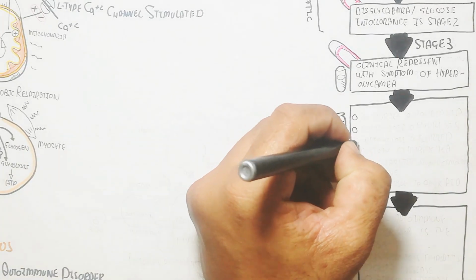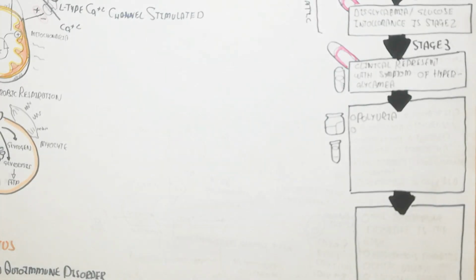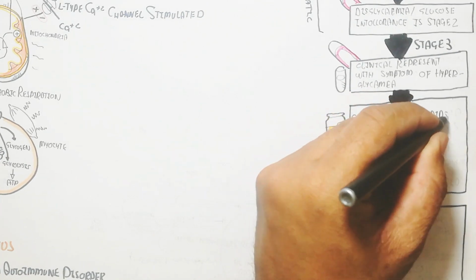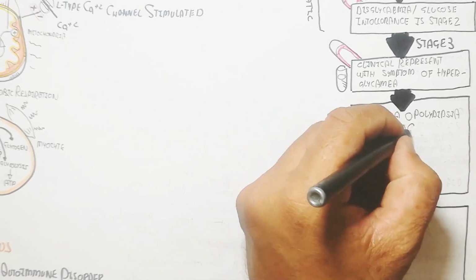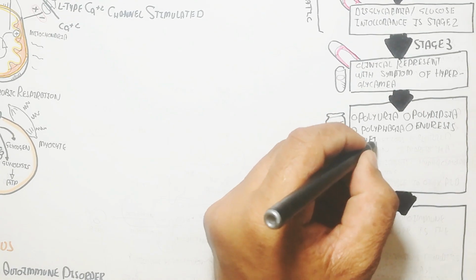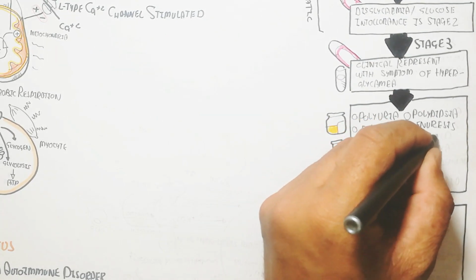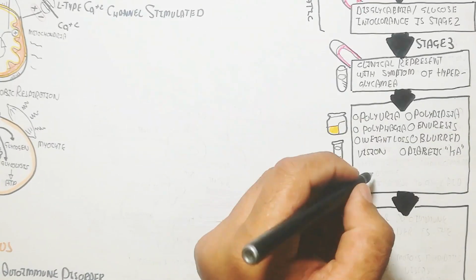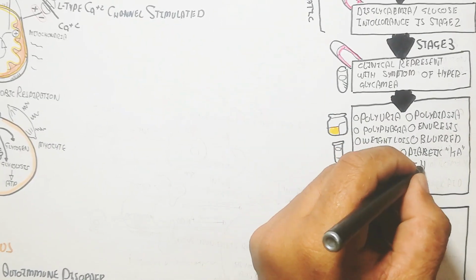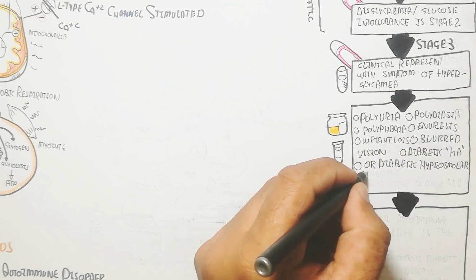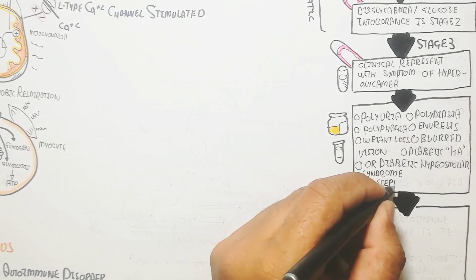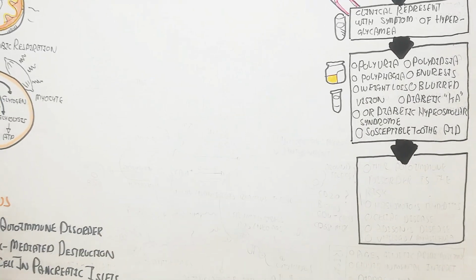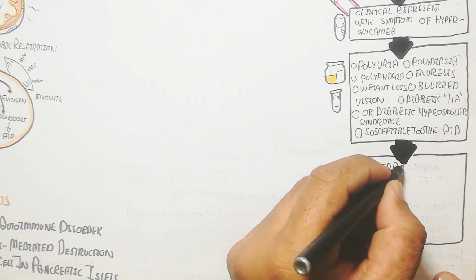Hyperglycemia will lead to polyuria, more frequent urination, polydipsia, drinking water again and again, polyphagia, more eating, enuresis, weight loss and blurred vision. These are the signs and symptoms. Diabetic ketoacidosis can occur and progress, leading to acidosis in the blood and a pH drop, or diabetic hyperosmolar syndrome.